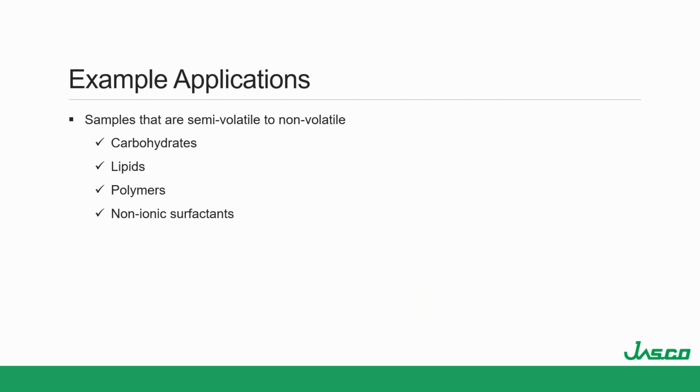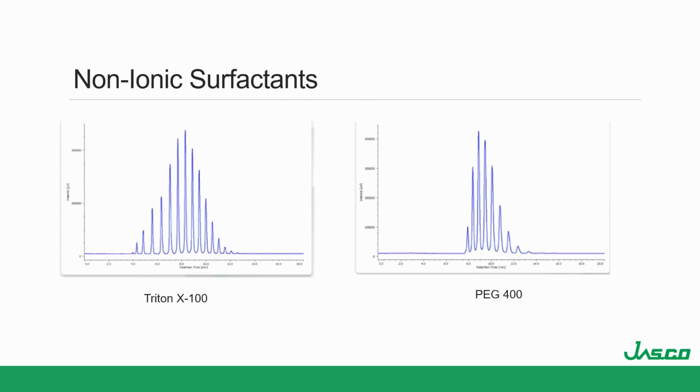So some example applications include samples that are semi-volatile to non-volatile: carbohydrates, lipids, polymers, non-ionic surfactants. Here you see an example of non-ionic surfactants. You see the molecular weight distribution produced for a Triton X100 and PEG 400.